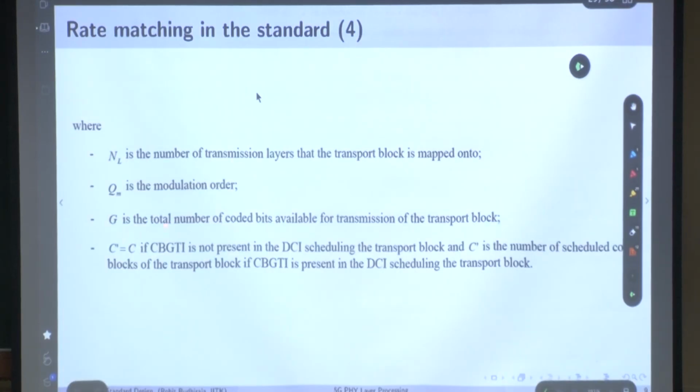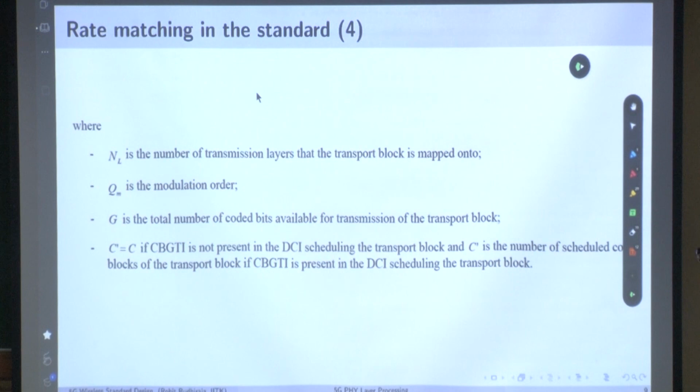G is the total number of coded bits available for transmission of the transport block. G is what? Total number of bits. E is G by C. You can forget the rest, because it was there in the standard and I have left it for you. If CBGTI is not present in the DCI scheduling the transport block, C' is the number of scheduled blocks. I am not going to talk about it because I have not taught you what is DCI, CBGTI, or the number of transmission layers.